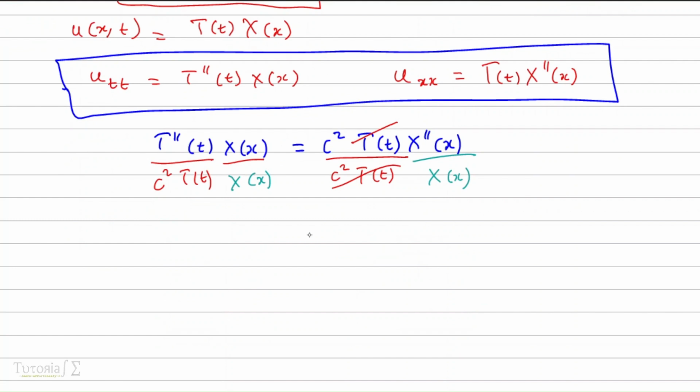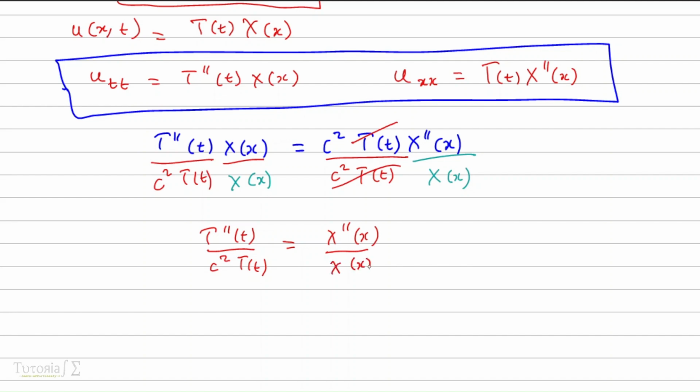Okay, so we're going to remain with T double prime of t, divide by c squared T of t, is equal to X double prime of x over X of x.